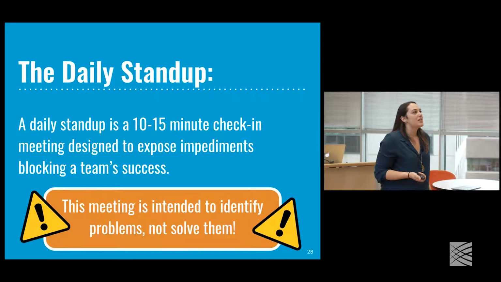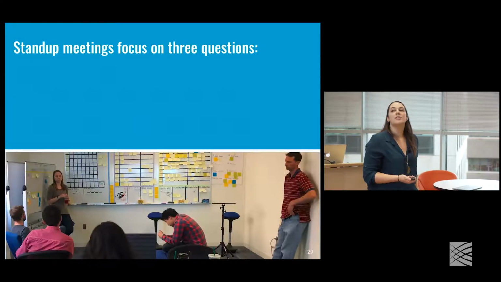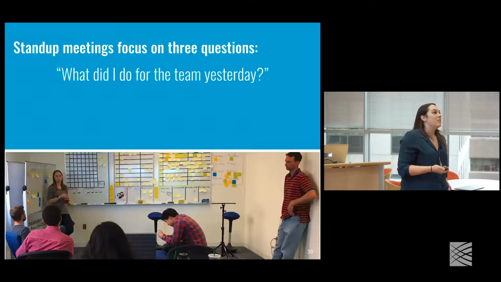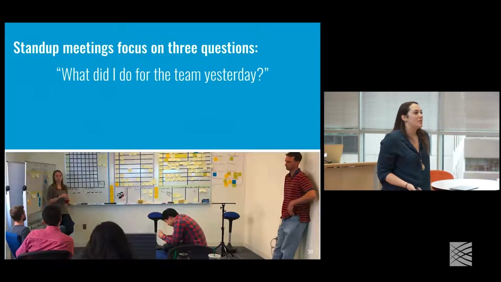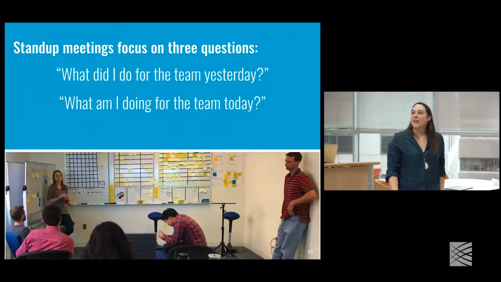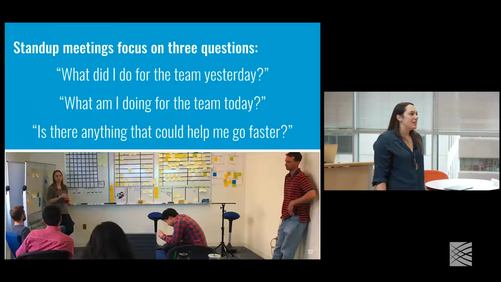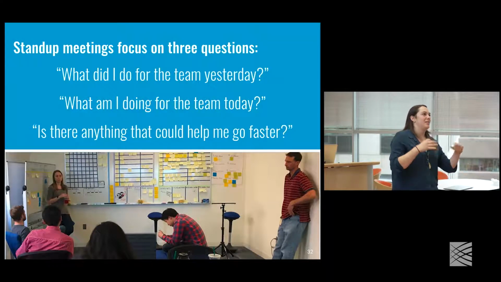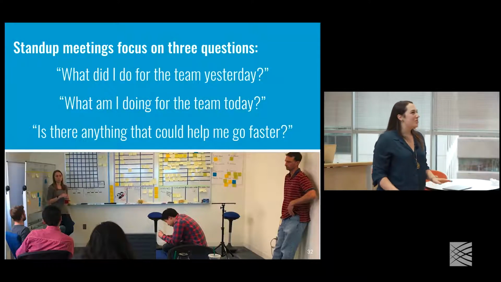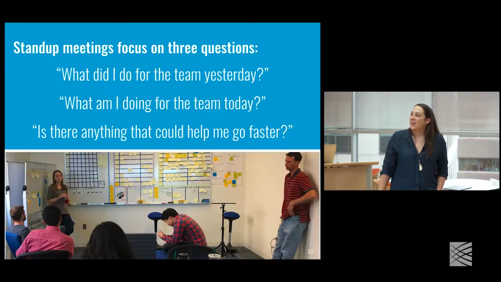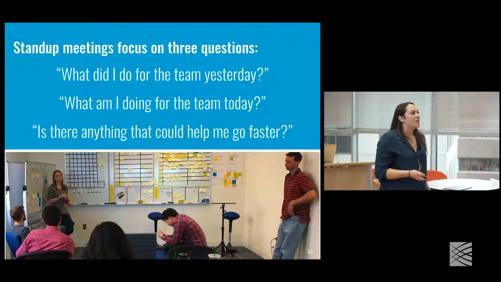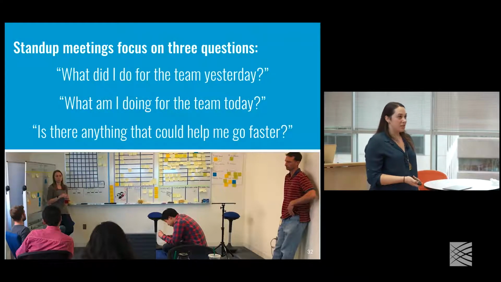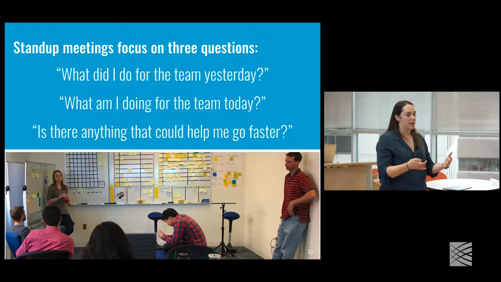And so stand-up meetings typically focus around 3 questions. You've got, what did I do for the team yesterday? What am I doing for the team today? And is there anything that can help me go faster? And these meetings are typically facilitated by a servant leader to the team. In the software world, it's a role called the Scrum Master. You don't have a Scrum Master in the lab, so any neutral facilitator will do. And by going through these 3 questions, you're identifying impediments to your team or project success and identifying how you can accelerate things. And stand-up meetings can be customized.